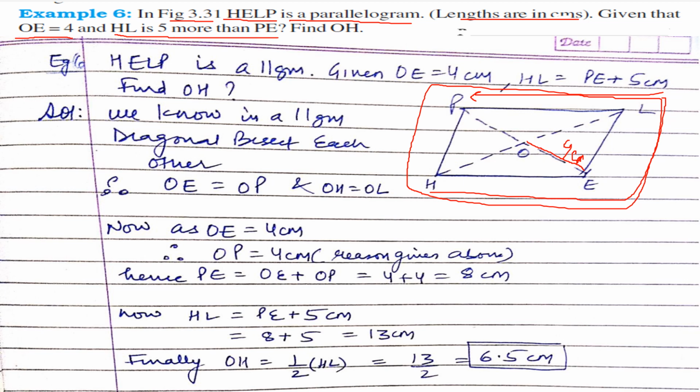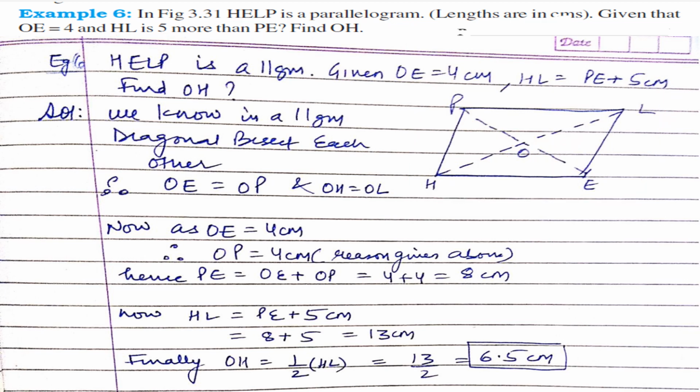Then they are telling you that HL is 5 more than PE. What is PE? PE is this complete one from this to this point, and they are telling this diagonal HL is how much more? 5 more than this diagonal PE. So in the starting, we only know one thing, that is OE is equal to 4 centimeter.